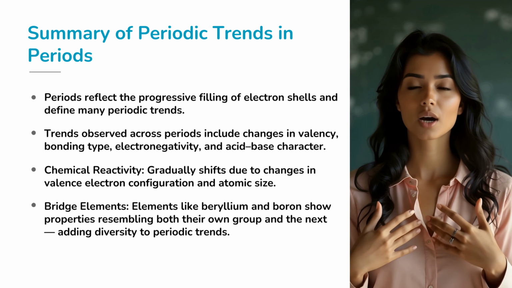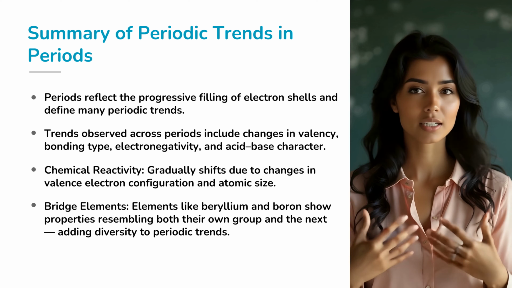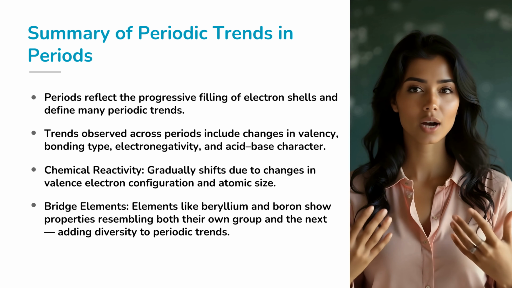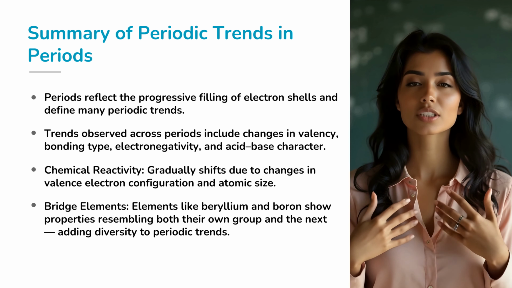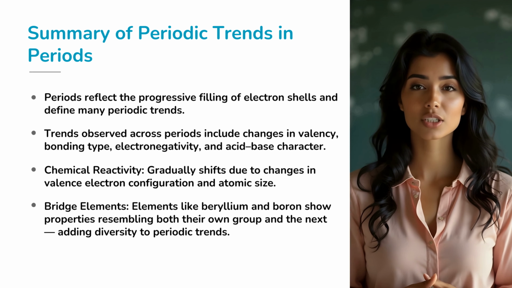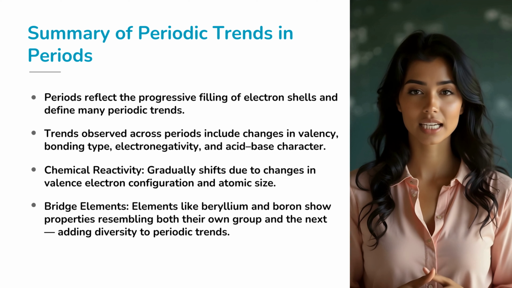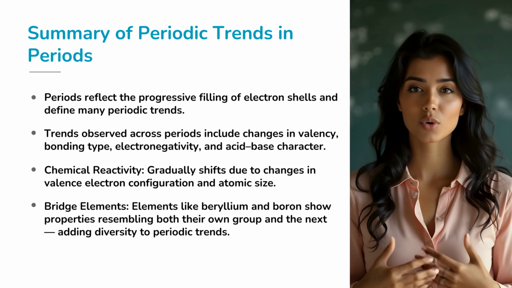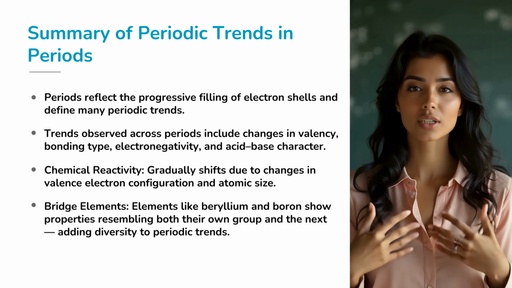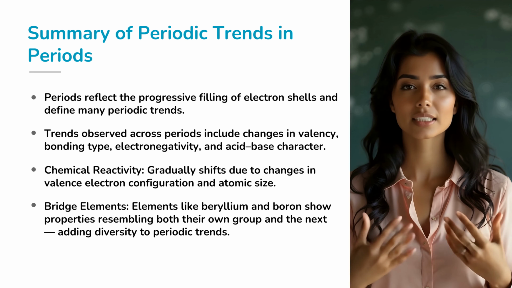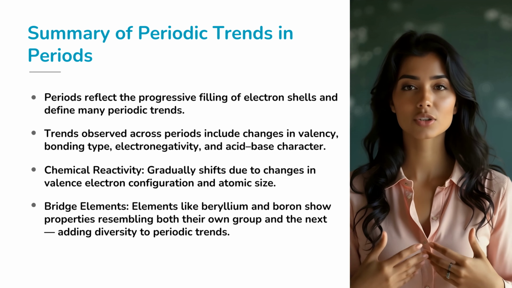Let's quickly wrap up what we've discovered about periods in the periodic table. We learned that each period represents a new shell being added to atoms. As we move across a period, atomic number increases. Valency follows a wave-like pattern. Electronegativity increases, bonding type shifts from ionic to covalent. Acid-base character transforms from basic to acidic, metallic character decreases.